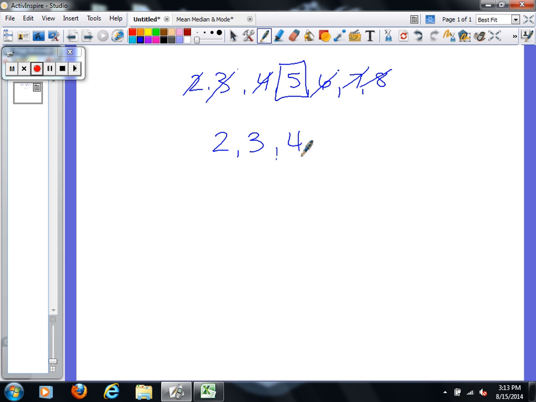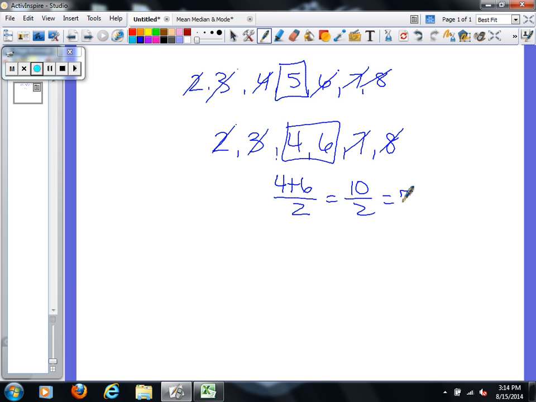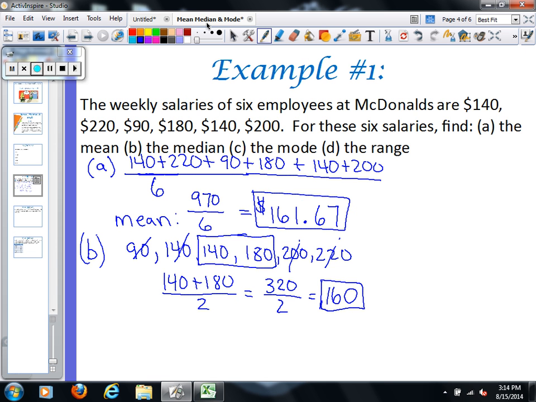2, 3, 4, 6, 7, 8, and I work my way in, I'm left with 2 numbers. So I do 4 plus 6 divided by 2, which is going to be 10 divided by 2, which is 5, and this would be my median. Okay? So this is an example of what happens when you have an odd number of numbers, and this is an even number. Okay? All right. So I found my mean, I found my median.